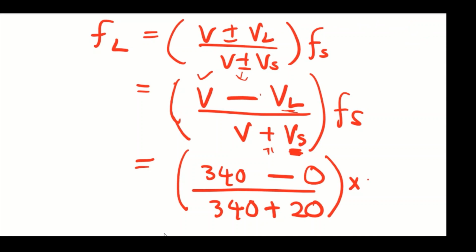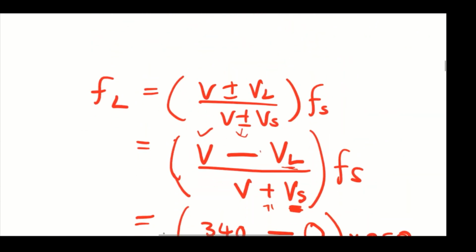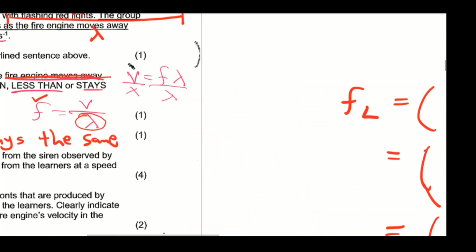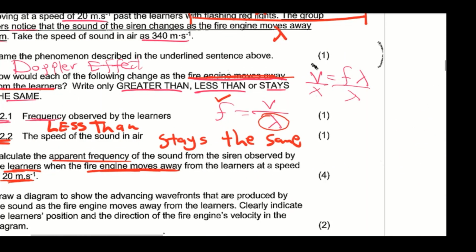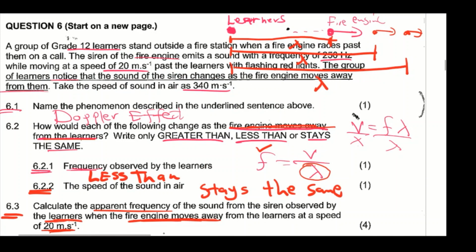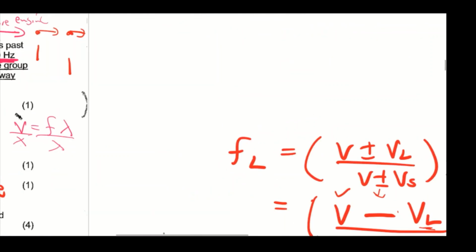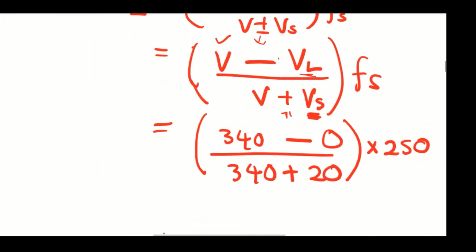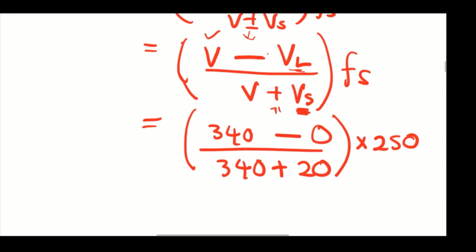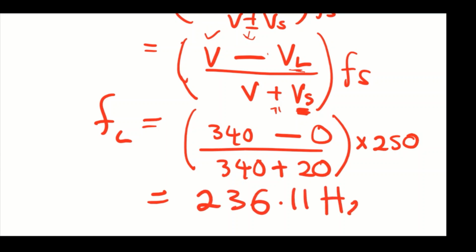So the frequency of sound we're given as 250, right? Just look at the statement above. Let me just show you quickly. The statement above, we were given the frequency of sound. Let me remove this. So this is the frequency we're given as 250. So then now you're gonna find your frequency of the listener, right? If you punch your calculator, you should get 236.11 hertz. So this is the frequency of the listener.